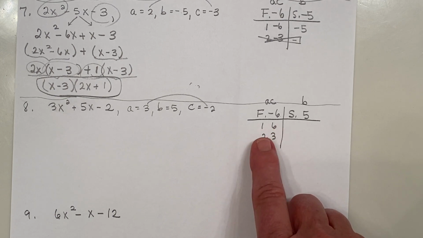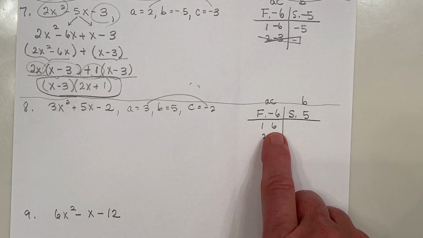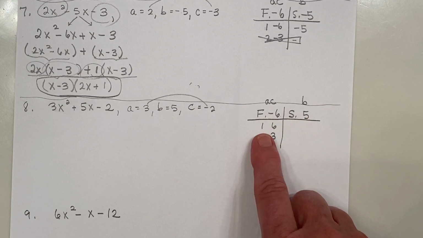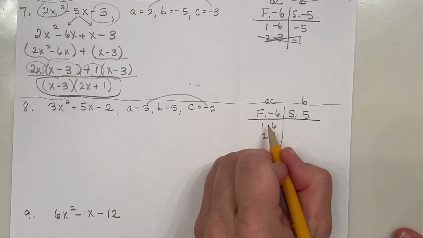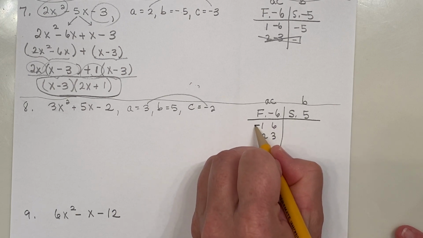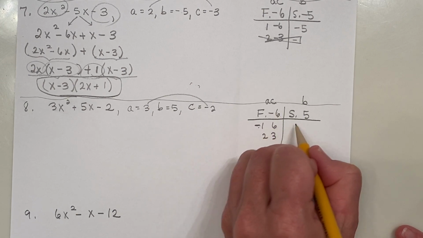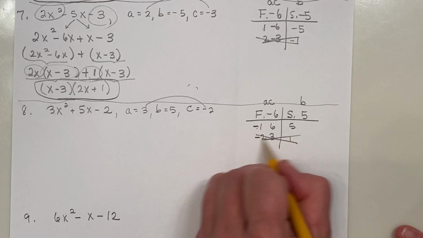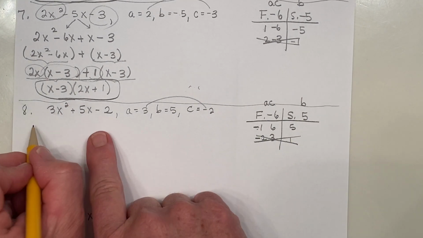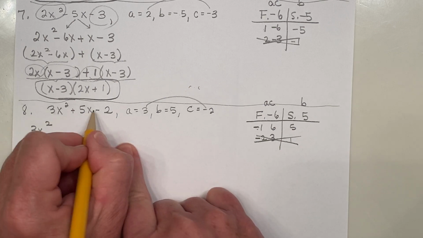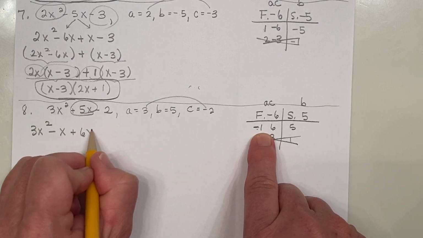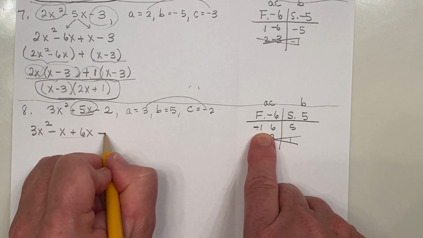All right, I need one of the numbers to be negative to get a -6, but I want the sum to be positive, so the smaller of the two numbers in each set should be the negative. So that does give -6, and that sum does give 5. If this was made negative and I added, that'd be 1, and that's not what I'm looking for. So keep the 3x squared, break 5x into -1x and +6x, because that collects back to 5x, and then keep the last term.